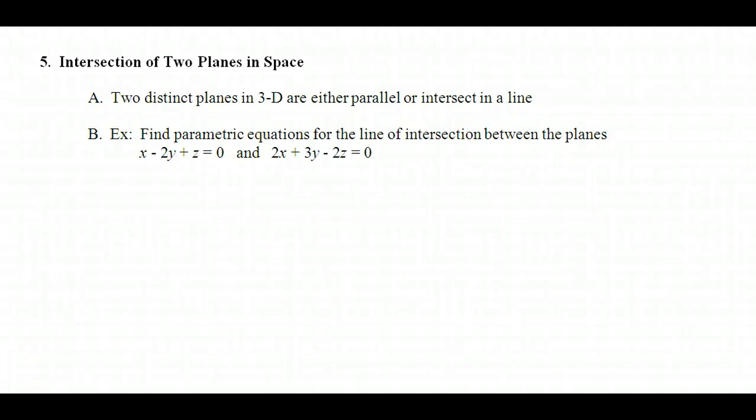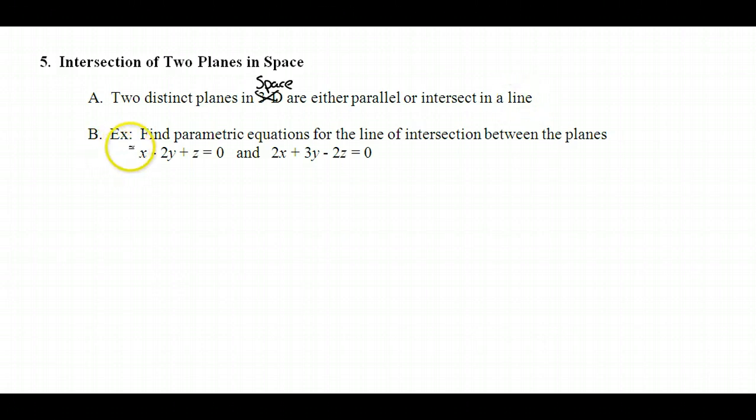So this next page of notes, there are 4 types of problems that we have here, and different things that you can do with planes and lines in space. So the first type of problem is if you want to find the intersection of 2 planes in space. If you have 2 distinct planes in space, they are either parallel or they intersect in a line. So obviously your planes could be parallel or they're going to intersect in a line, and we would want to find the equation of the line if they intersect.